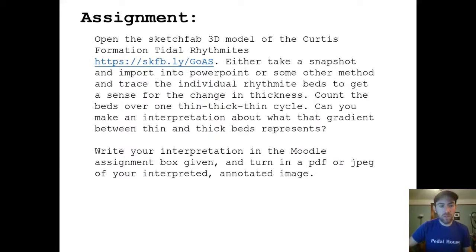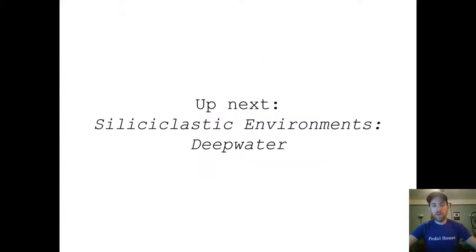All right. So when we return next week, then we'll move down slope or down basin into our deep water environments. All righty.